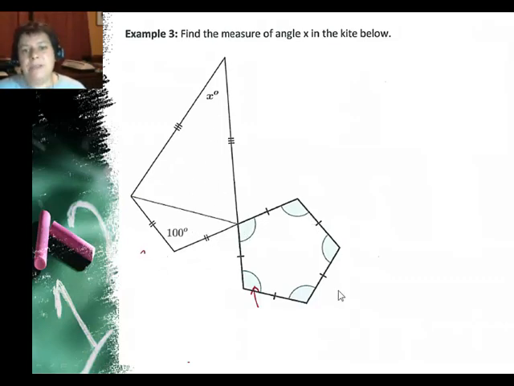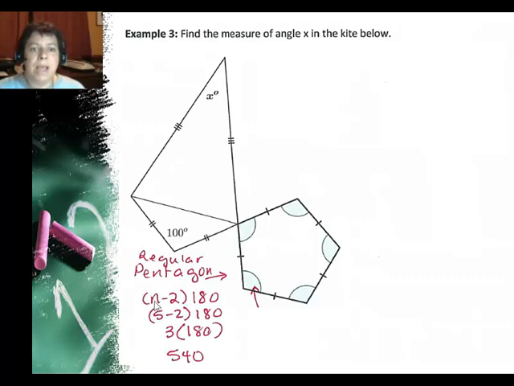Now, I have this pentagon here. I can tell it's a regular pentagon because there are all these congruent angles, and also all the sides are congruent. Well, I can find the total number of degrees for a pentagon using the sum of the interior angles theorem, n minus 2 times 180. There are 5 sides, minus 2 times 180, or 3 times 180, is 540 degrees.